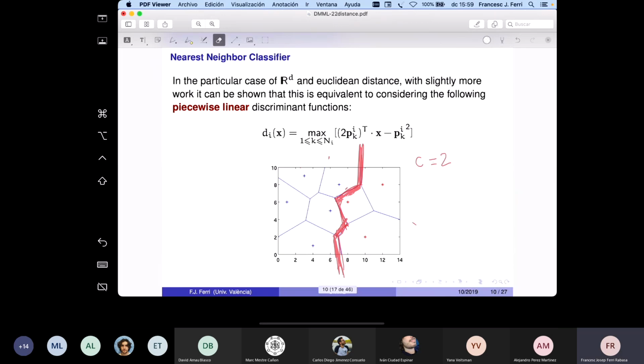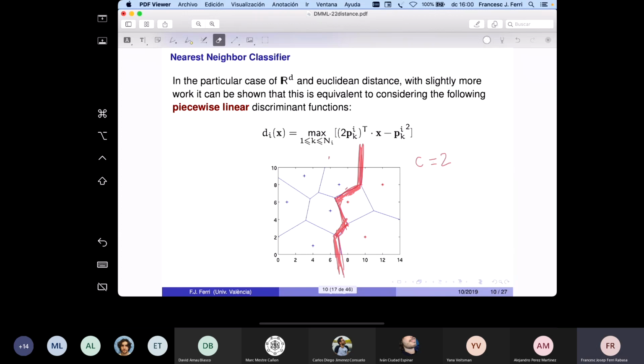Is it okay? So any input at this side of this line is closer to a prototype from this class than prototypes from the other class. So at the end, this is the boundary between these two classes. Okay? Is that clear? Any questions?